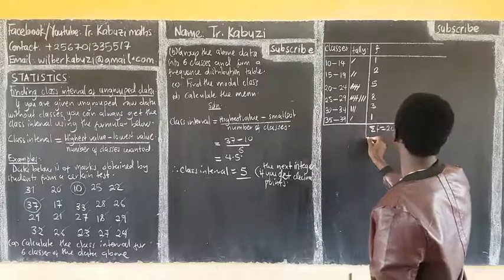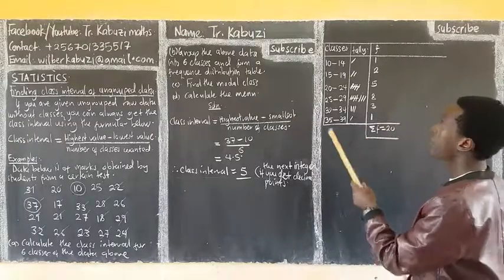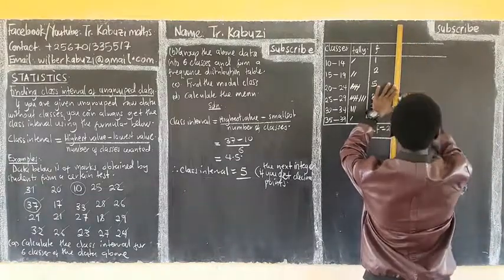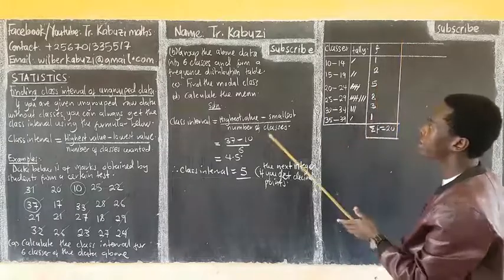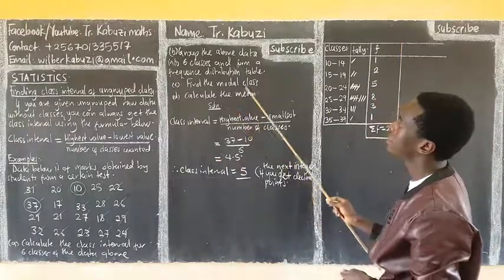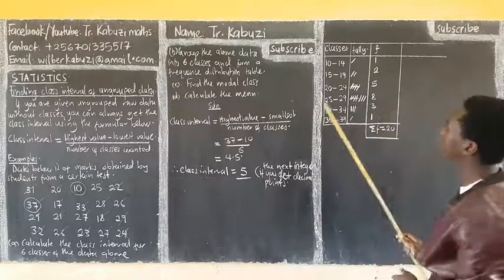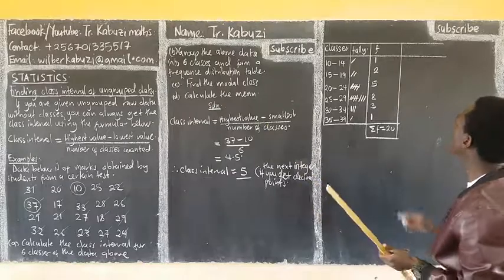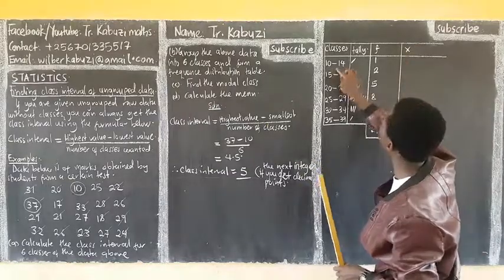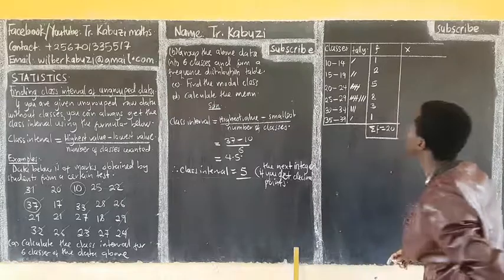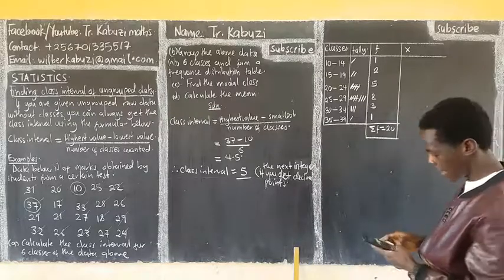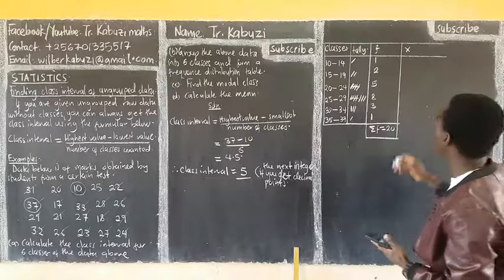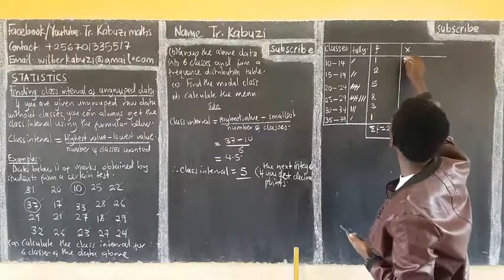Now they want us to get the mean. They want us to get the modal class. The modal class is the class with the highest frequency. But before that, because they want us to get the mean, you need x. How do you get x? You get this plus this divided by 2, as I told you. So you get 10 plus 14 divided by 2, and that is going to give us 12.